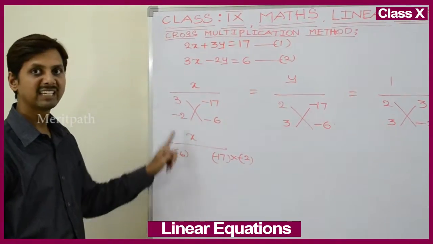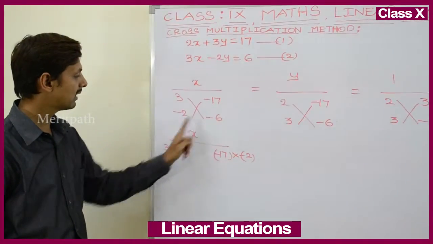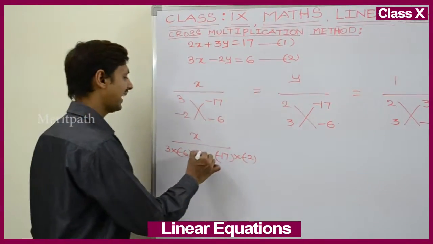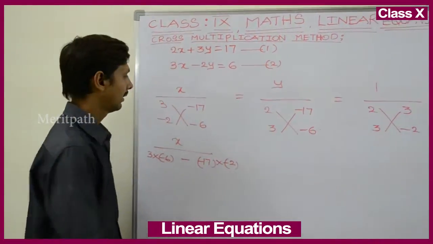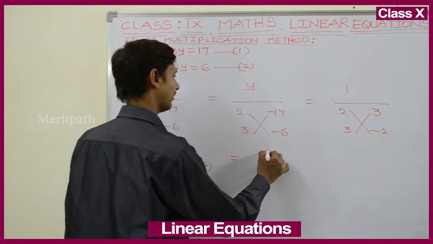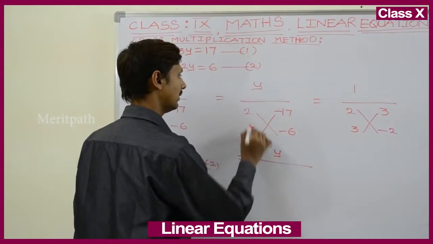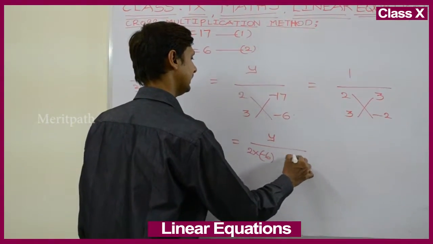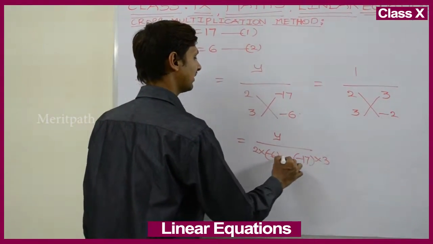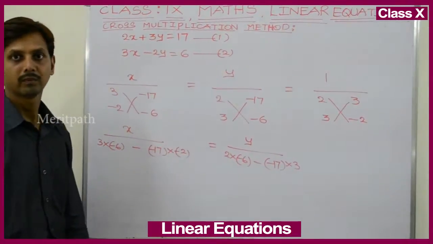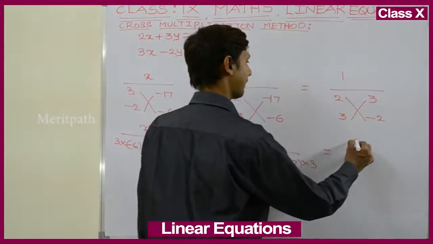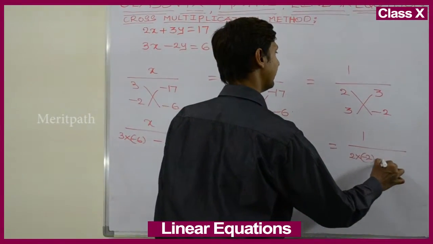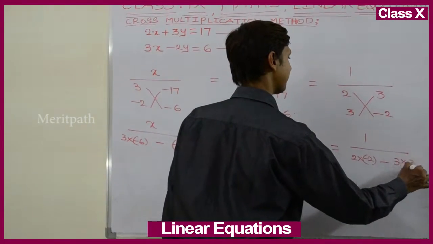After cross multiplication, 3 into minus 6, minus 17 into minus 2. Let us subtract both. That is equal to y divided by 2 into minus 6, minus 17 into 3. Let us subtract both. The constant values: 2 into minus 2, minus 3 into 3.